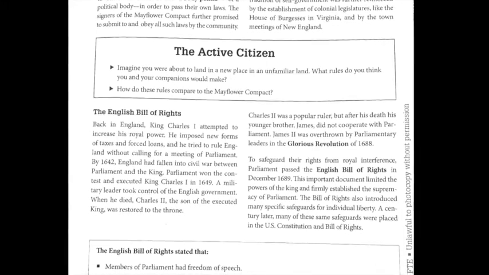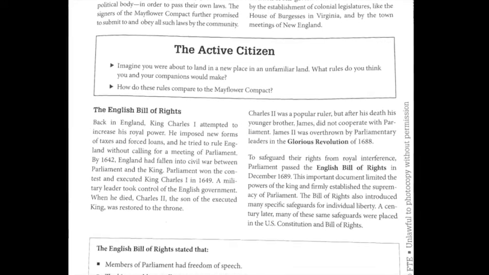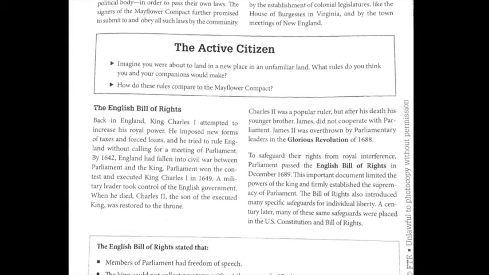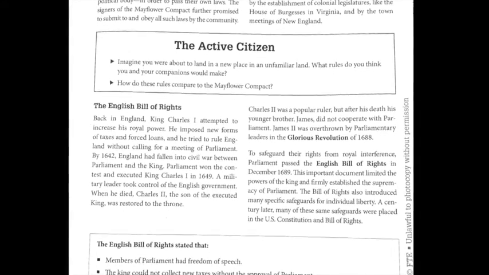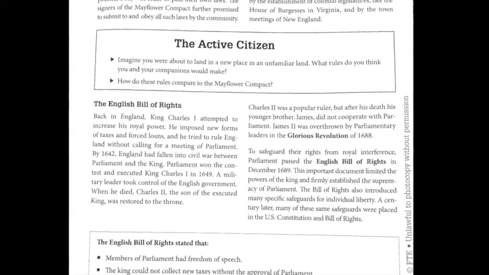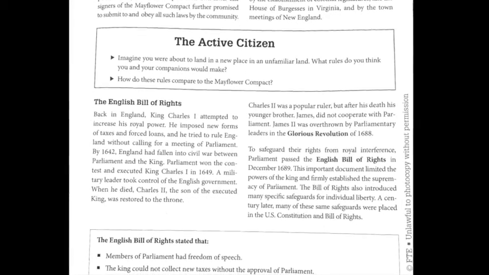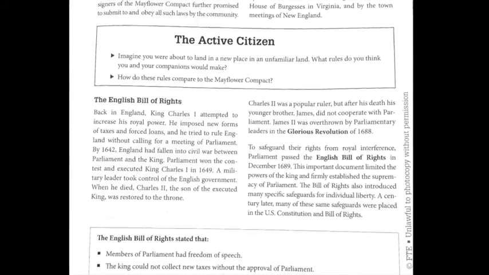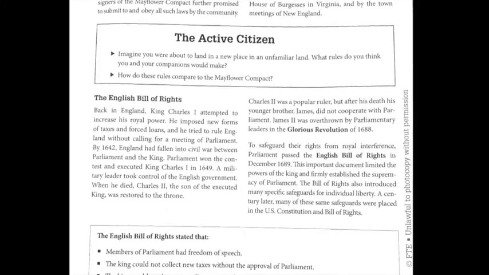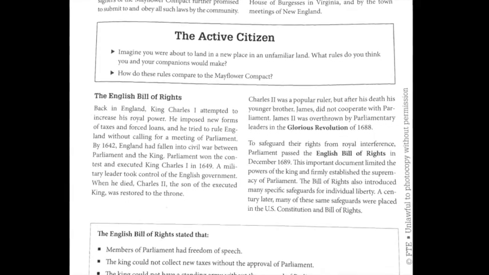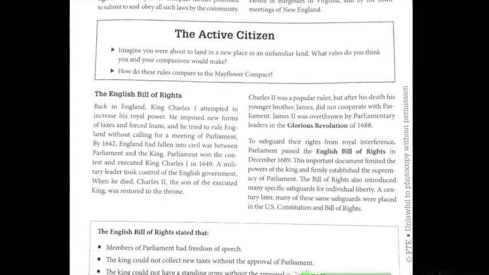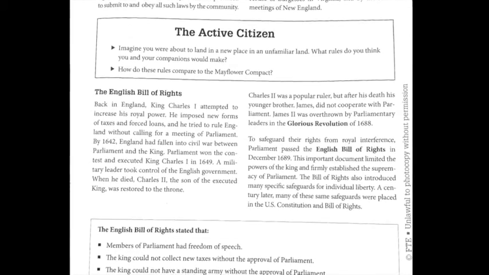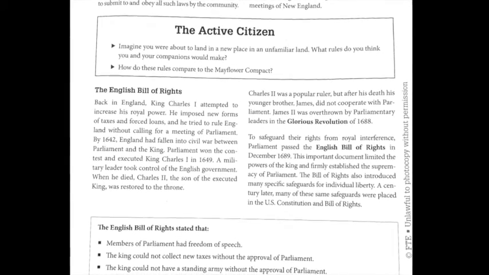The English Bill of Rights. Back in England, King Charles I attempted to increase his royal power. He imposed new forms of taxes and forced loans, and he tried to rule England without calling for a meeting of Parliament. By 1642, England had fallen into civil war between Parliament and the King. Parliament won the contest and executed King Charles I in 1649.